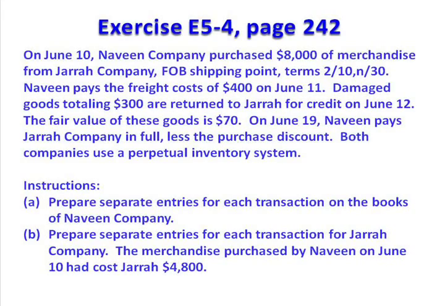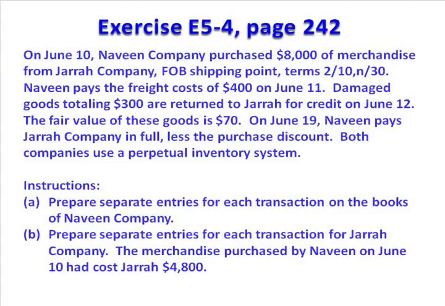Now look at the abbreviations of the companies. I called one of them N. I called the other J. Who pays the freight? N or J? Don't say anything. Now say something. N. N's the buyer. N pays the freight. FOB Shipping Point terms 2/10, net 30.